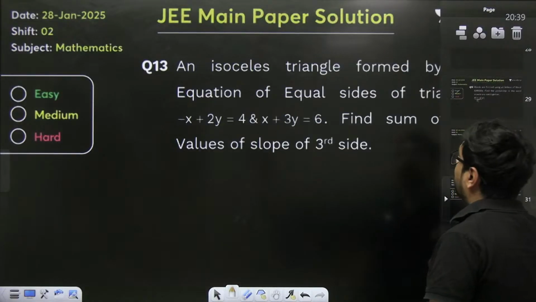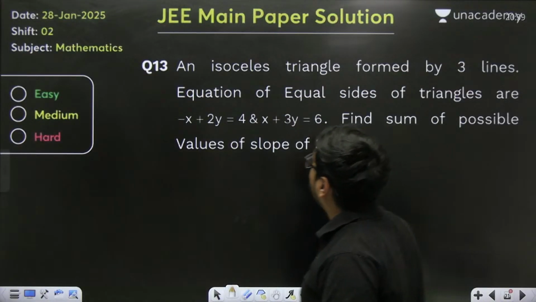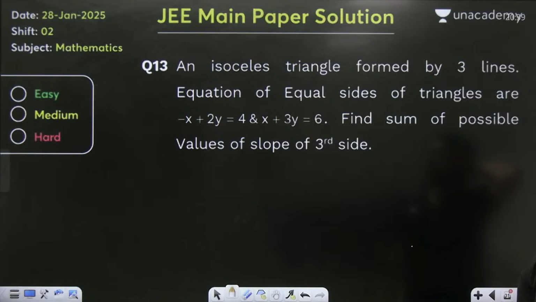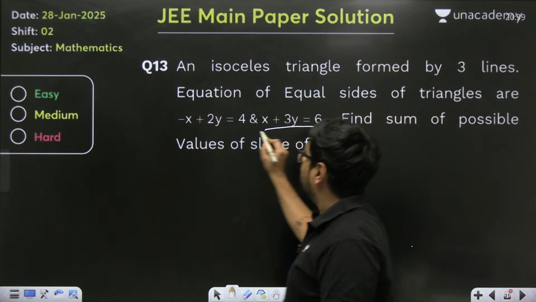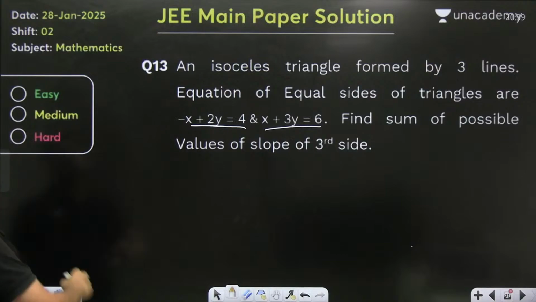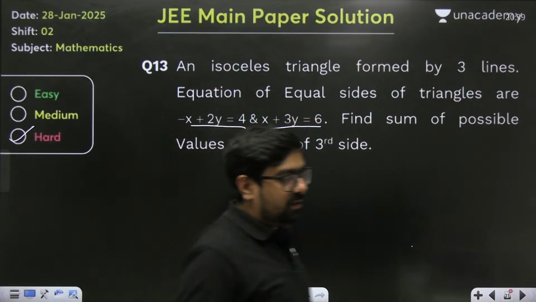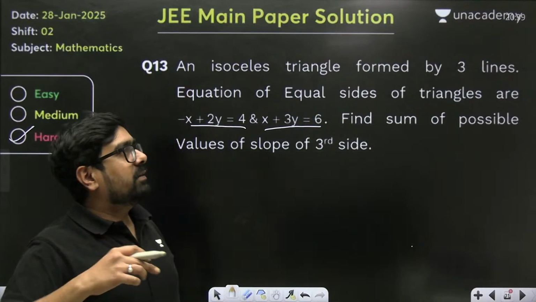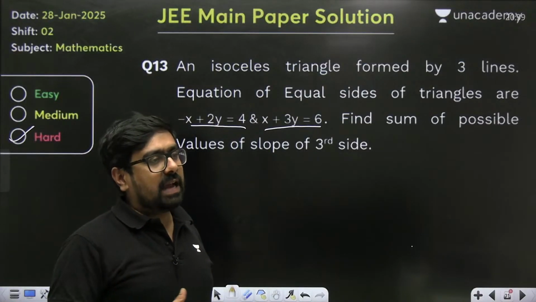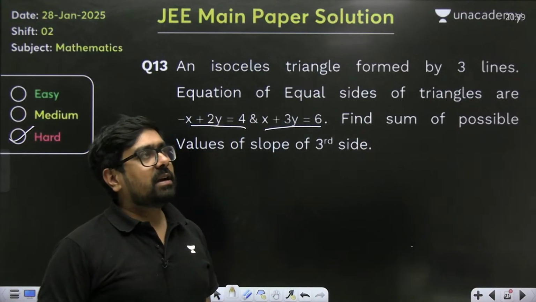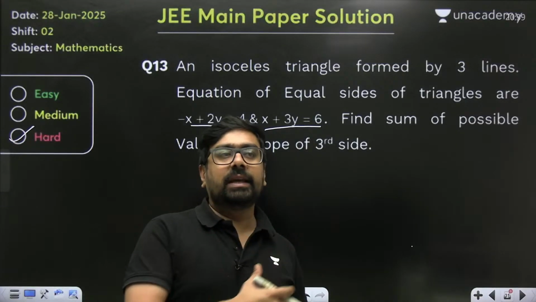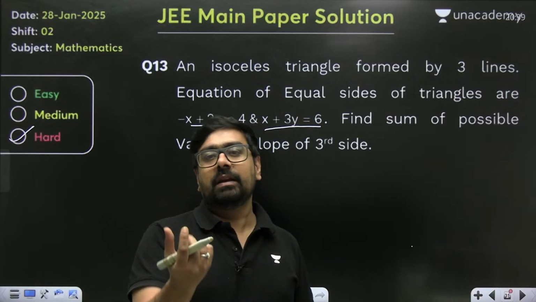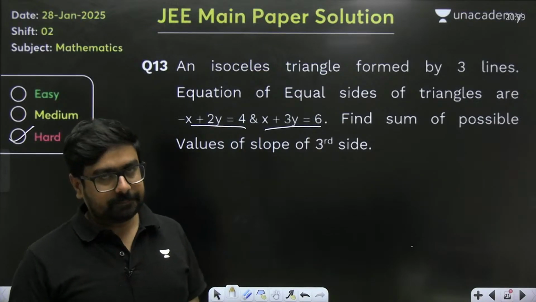Okay, this is one more question that we have got. An isosceles triangle is formed by 3 lines, the equations of the equal sides of the triangle are given. In this question, this is a tricky question. We can consider this one as hard. Why? Because in this question there was a concept being used. Generally, while teaching straight lines, we avoid angle bisectors while studying for mains. But in mains only, a question has come based on angle bisectors, which can be solved very easily using one simple property of the angle bisector of an isosceles triangle.